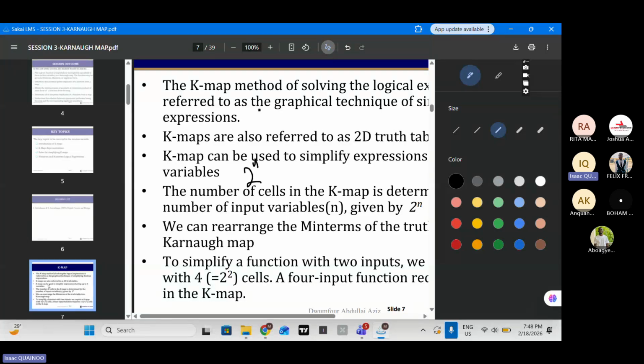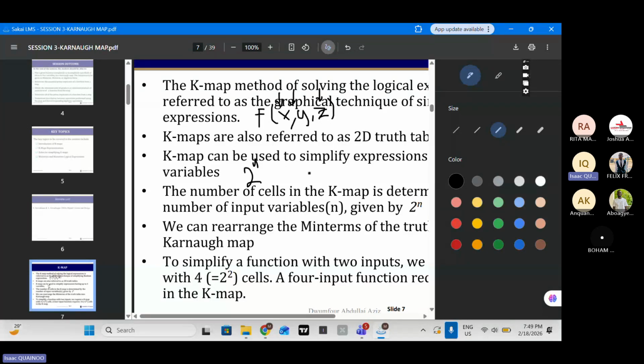So if you are given, for example, a function f of x, y, and z, this is literally 3 variables. We explained what variables are in our previous sessions. So we have x, y, and z being our variables here.